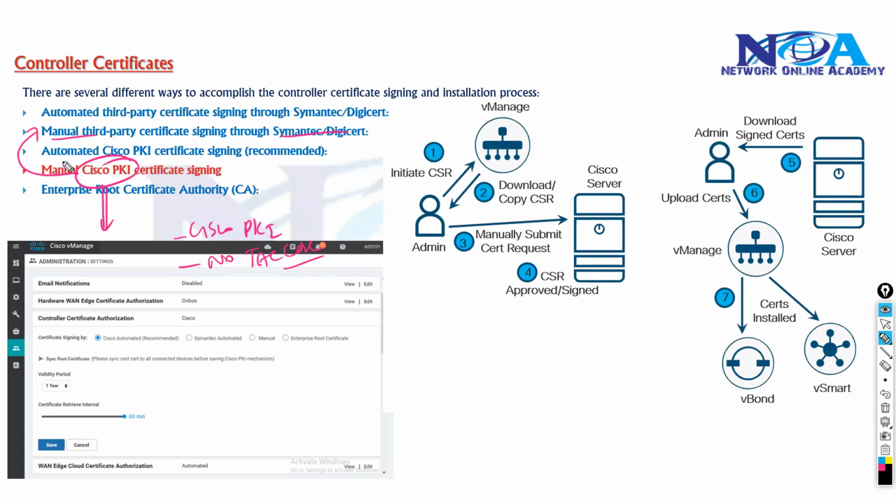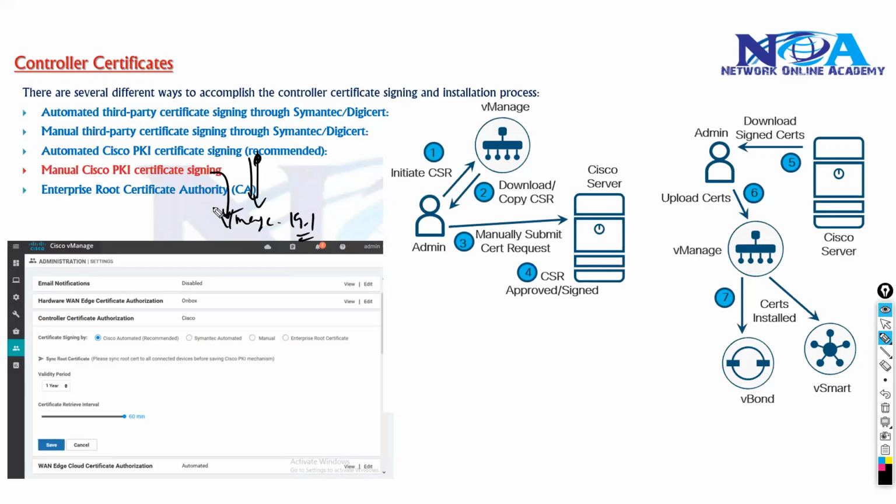And as the name says, it's manual, which means we will be manually downloading the certificate and manually sending the certificate request. Probably we are going to request the certificate for each controller manually with the help of some portal. So let's try to see the option. Again, for this as well, you must be running vManage 19.1, probably that is required. And as I said, it is similar to the fourth one.